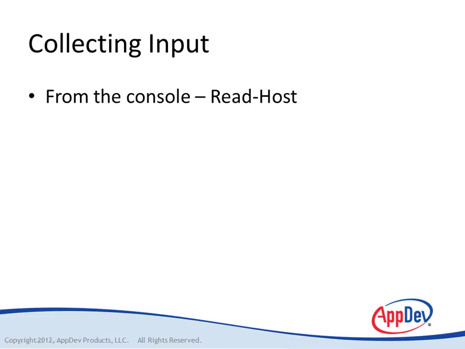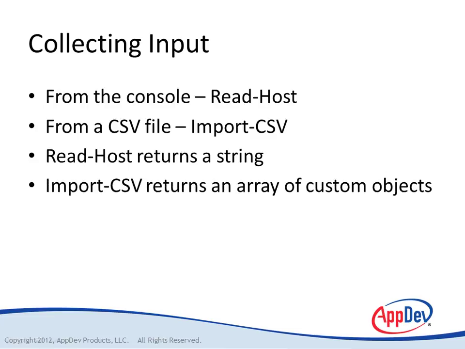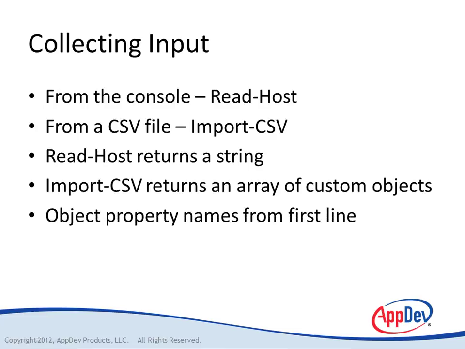So to collect information from the user, you can use the Read-Host cmdlet, and that's going to prompt them at the console. And to read information in from a CSV file, you can use the Import-Csv cmdlet. Read-Host displays a prompt and always returns a string, whereas Import-Csv returns an array of custom objects.